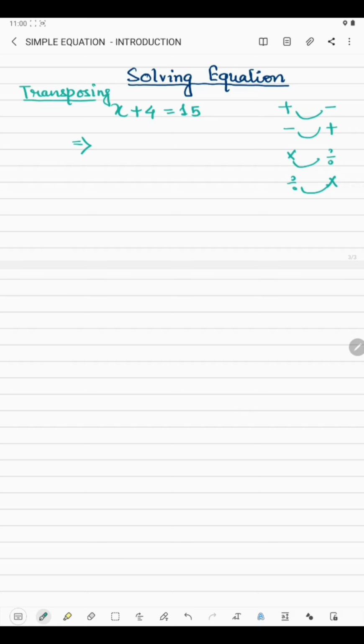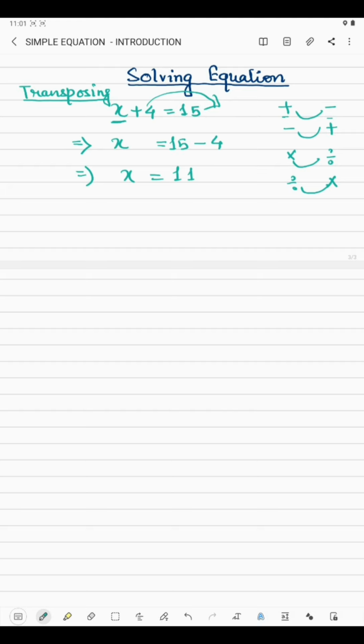We are solving this equation by the transposing method. Since we have to find the value of the variable which is x here, x will be alone and 15 will remain the same on the right hand side, just transposing 4 to the other side. So plus 4 will be minus 4. After changing the sign, plus will be minus. So 15 minus 4 is 11, so the value of x is 11 here. Okay, so this way we will solve the equation and get the value of the variable.